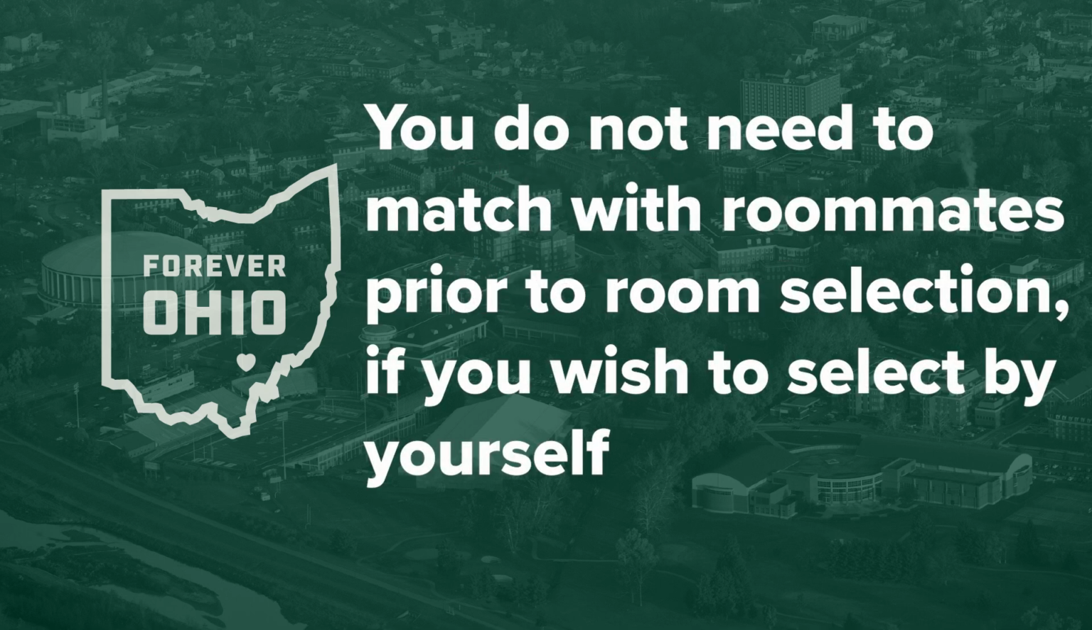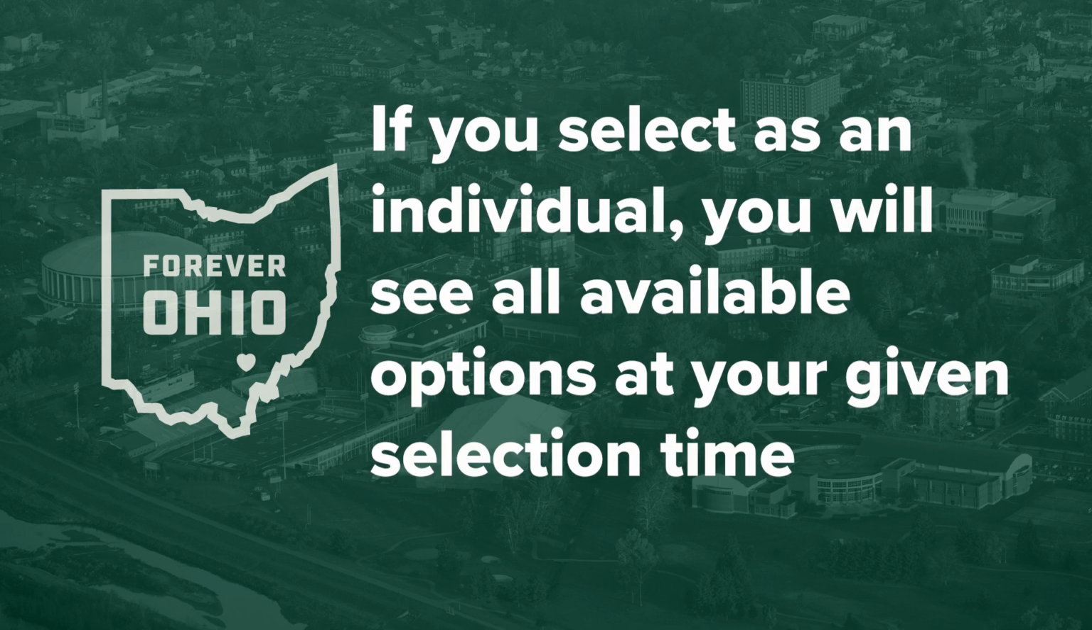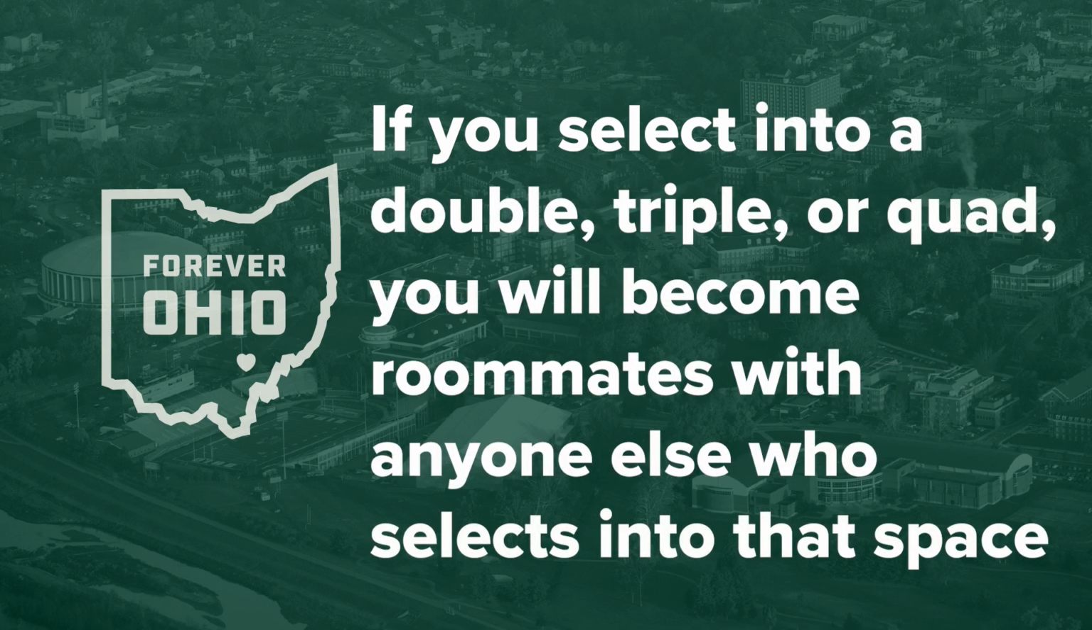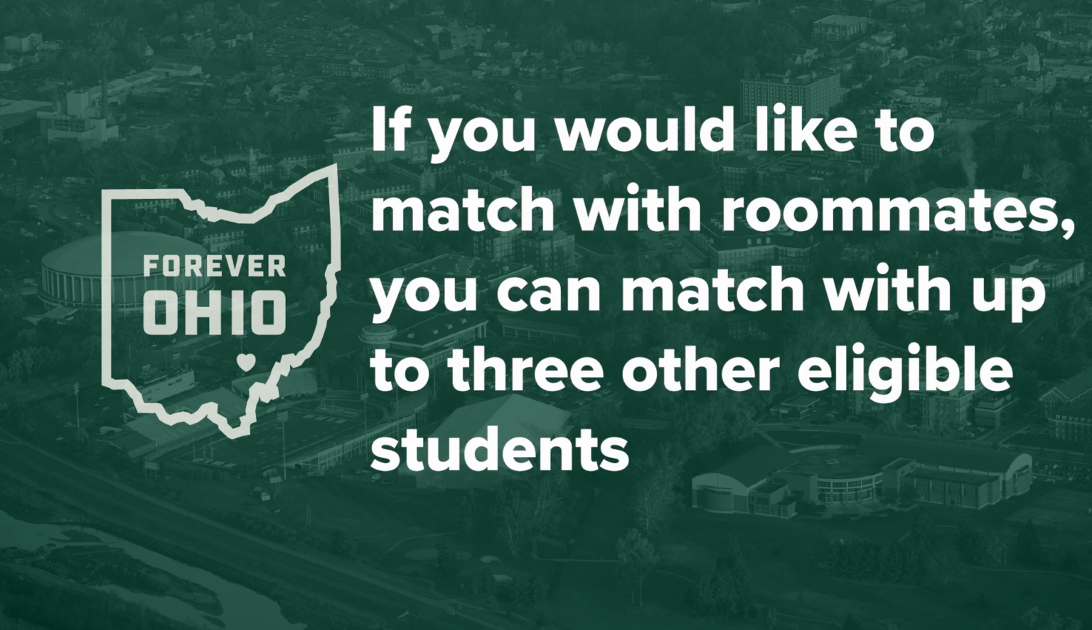Step 3. Roommates. This step is optional. You do not need to match with roommates prior to room selection if you wish to select by yourself. If you select as an individual, you will see all available options at your given selection time. If you select into a double, triple, or quad, you will become roommates with anyone else who selects into that space. If you would like to match with roommates, you can match with up to 3 other eligible students.